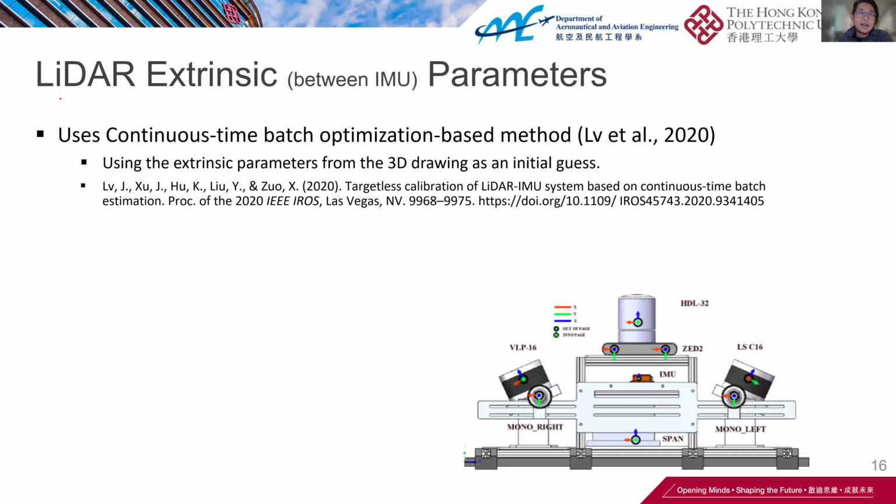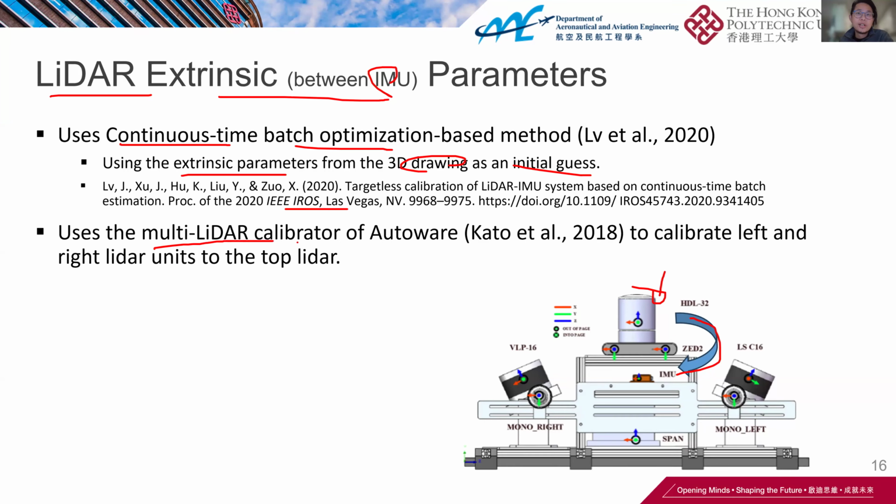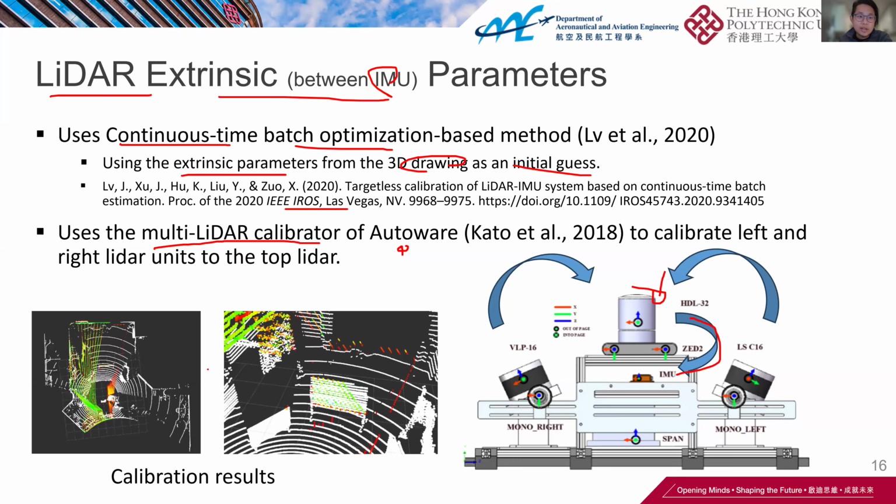Starting with the LiDAR extrinsic parameters, fitting to the IMU, as I mentioned. For this 32 channel, we use a continuous time batch optimization. Basically, we use the algorithm published in IROS 2020. We use the extrinsic parameter from the CAD drawing as the initial guess, and then we can get this result. And for these two 16 channels, we use the multi-LiDAR calibrator in Autoware. This is a very well-known open source code for autonomous driving to calibrate the left and right to the top.